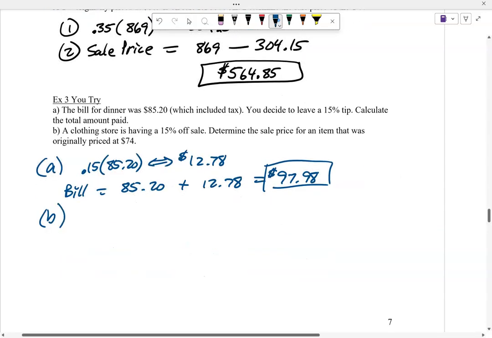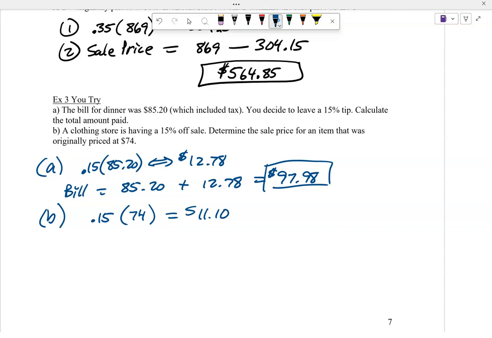Let's do part B. Clothing store 15% off. 15% off of something that was priced at $74, 0.15 times 74 ends up being $11.10 off. So the sale price would be, it was originally $74, but I'm getting 15% off, $11.10 off of that. So it looks like it'll end up being $62.90 is the sale price.